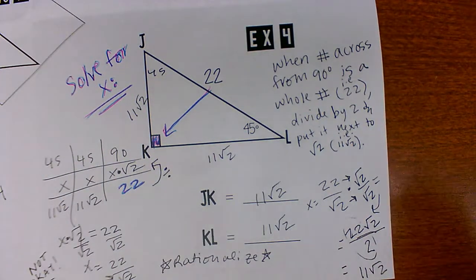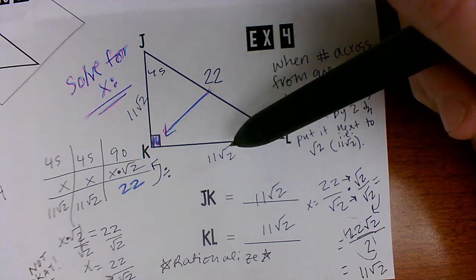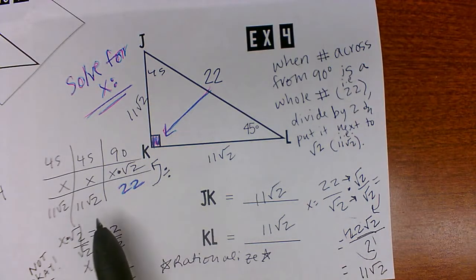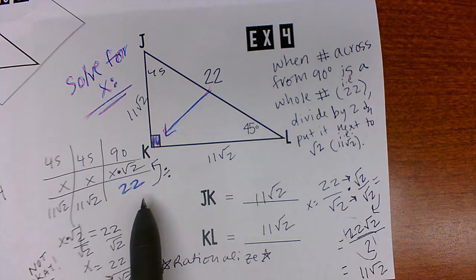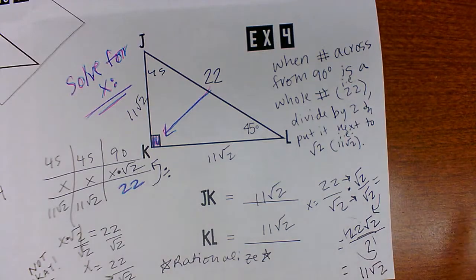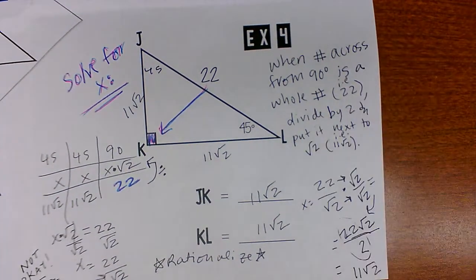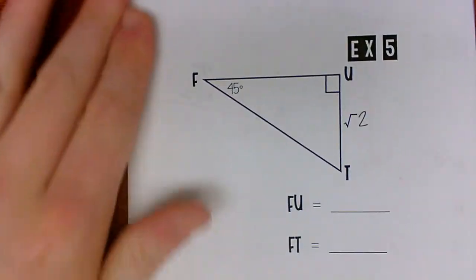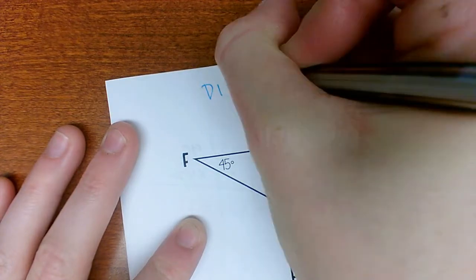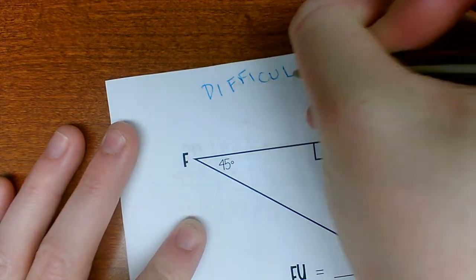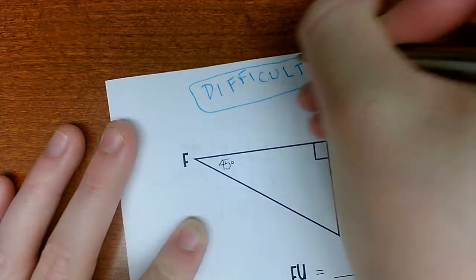Okay, so all we did was do 22 divided by 2, we got 11, and then I know it's going to be a square root of 2 here. And that makes sense. If I multiplied 11 square root of 2 times the square root of 2, I would end up with 22. Okay, so that's a little bit more advanced there, and then these are kind of our difficult level ones. So pause the video here and give these a try, and I'll put up the answer key.